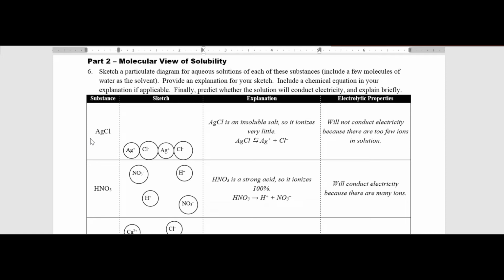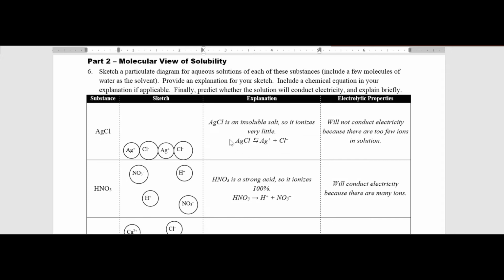And insoluble salts, they stay together, right? So in my sketch, I have silver chloride, and they stay together. They do not break apart in water, so they stay together. And I put positive, negative, right? Make sure you don't put two negatives together. Make sure you don't put two positives together. They always alternate positive and negative.